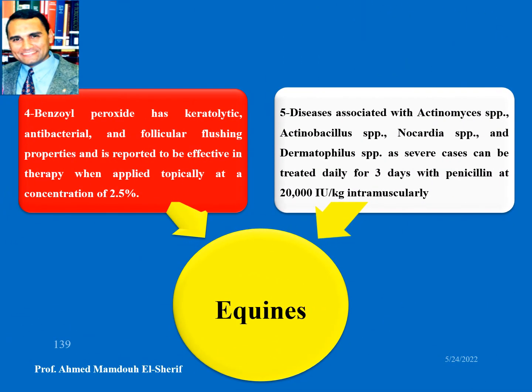Number 4, treatment also includes benzoyl peroxide, which has keratolytic, antibacterial, and follicular flushing properties, and is reported to be effective in therapy when applied topically at a concentration of 2.5%. Number 5, diseases associated with Actinomyces species, Actinobacillus species, Nocardia species, and Dermatophilus species, as severe cases, can be treated daily for 3 days with penicillin at 20,000 international units per kilogram intramuscularly.